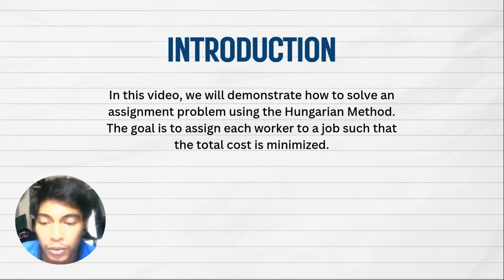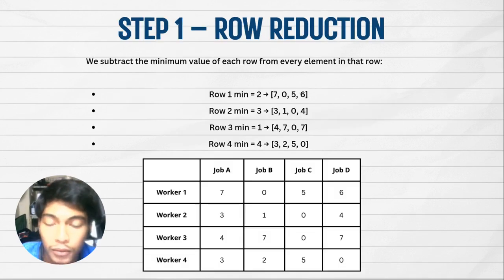First we go to the introduction. In this video, we will demonstrate how to solve an assignment problem using the Hungarian method. The goal is to assign each worker to a job such that the total cost is minimized. For step one, we use row reduction.